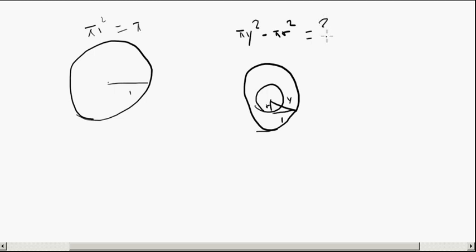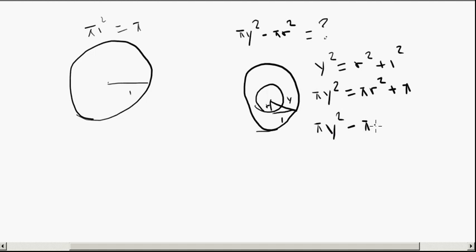And what does that equal? Well, we have the Pythagorean theorem, which says that y squared equals r squared plus 1 squared, and we multiply it both by pi, so pi y squared equals pi r squared plus pi, and we'll just rearrange here, pi y squared minus pi r squared is equal to pi, and that's what we wanted to compute in the first place. So our answer is pi.